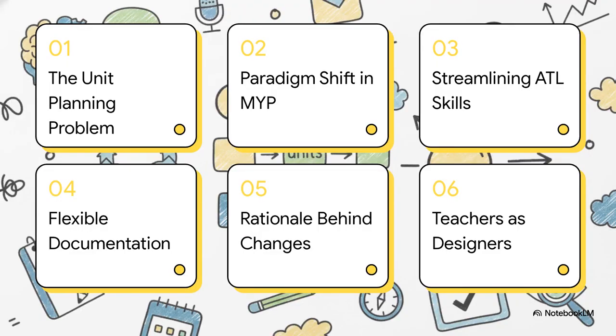Here is our roadmap for today's explainer. We'll be looking at 1. The unit planning problem, 2. A paradigm shift in MYP, 3. Streamlining ATL skill categories, 4. Flexible teaching and documentation, 5. The rationale behind the changes, and finally, 6. Teachers as curriculum designers. So let's just jump right in.